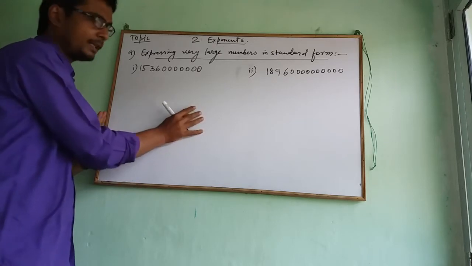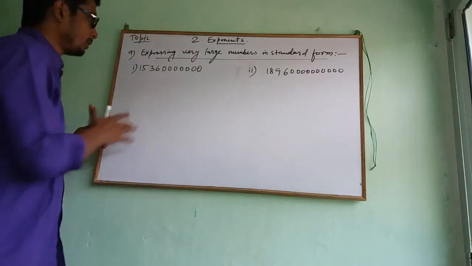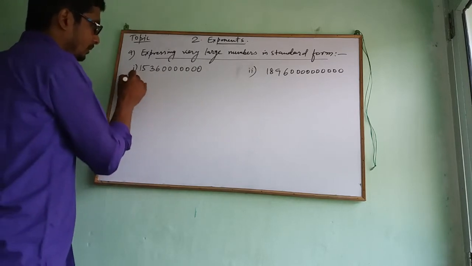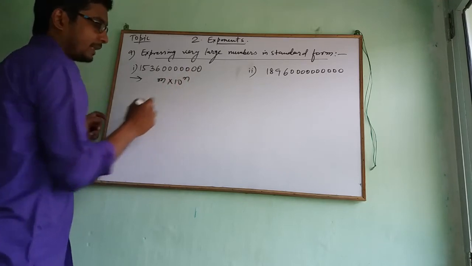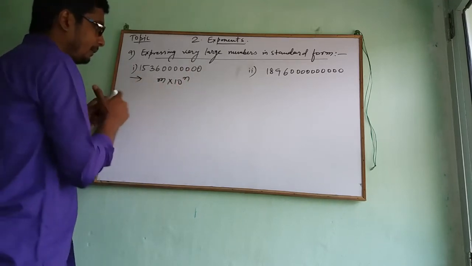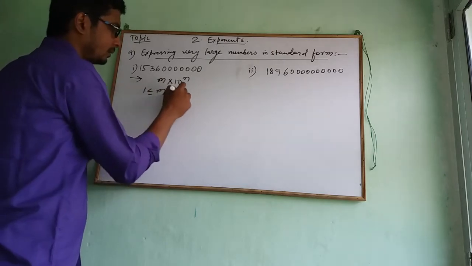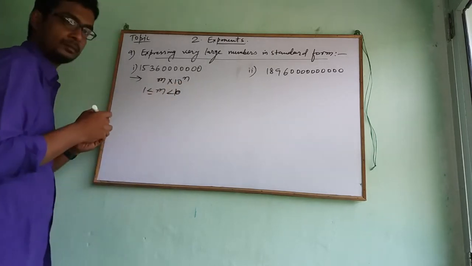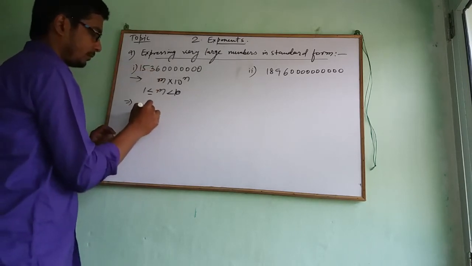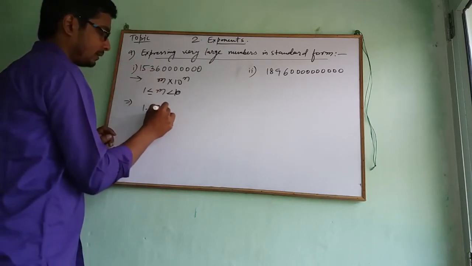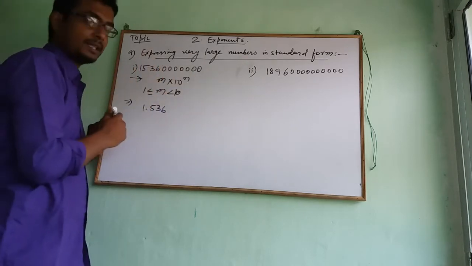I will let you understand how we will solve this question and how to denote these numbers in standard form. So my first number, keep in mind that I have to represent it in m into 10 to the power n form, where m will be in between 1 to 10. So I can write 1.536. Now after how many places have I shifted the decimal?